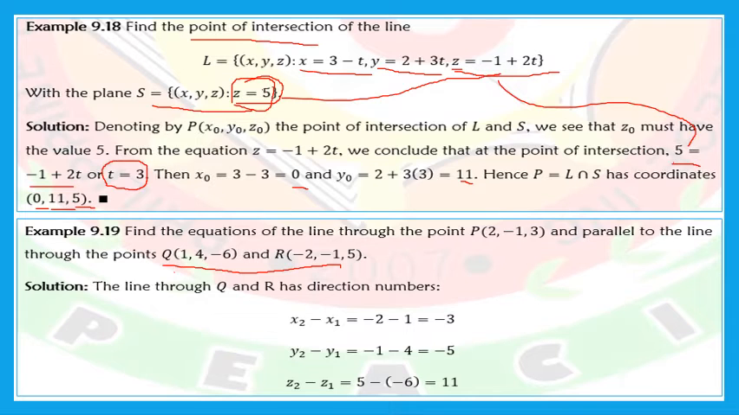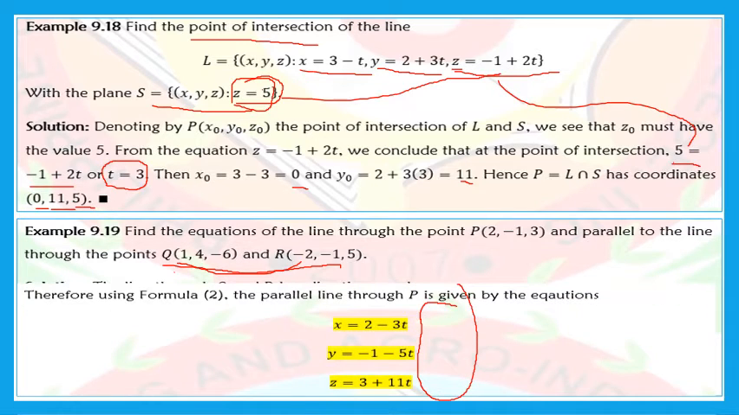So, ang direction numbers niya is negative 2 minus 1 is negative 3. Negative 1 minus 4 is negative 5. And then 5 minus negative 6 is positive 11. So, ang direction numbers ni point Q and R, set of direction numbers niya is negative 3, negative 5, and 11. Therefore, using the formula 2, the parallel line through P is given by the equation.